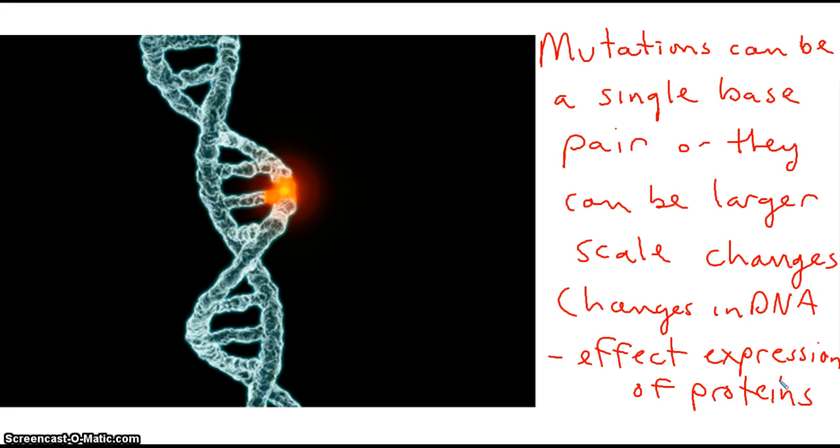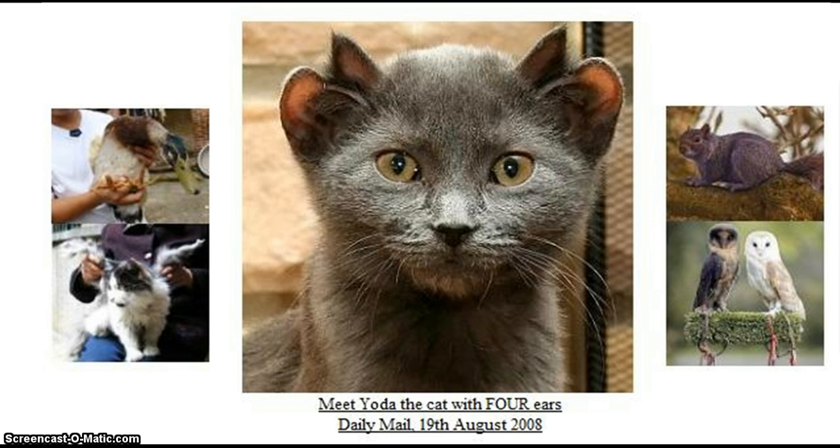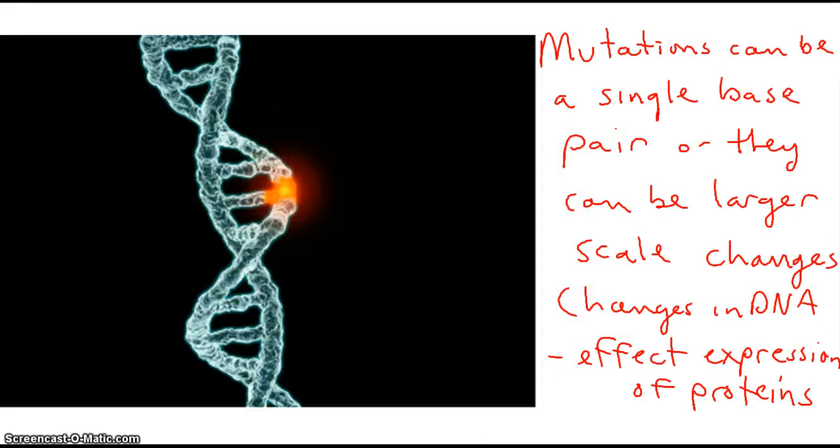If we go back for a second, look at Yoda there. How did a change in the DNA give Yoda 4 ears? Well, it was a change in the protein, a growth protein or something like that, a hormone that did that. So mutations are changes in the DNA, but they're going to affect our expression of proteins and express how we look, the phenotypes.